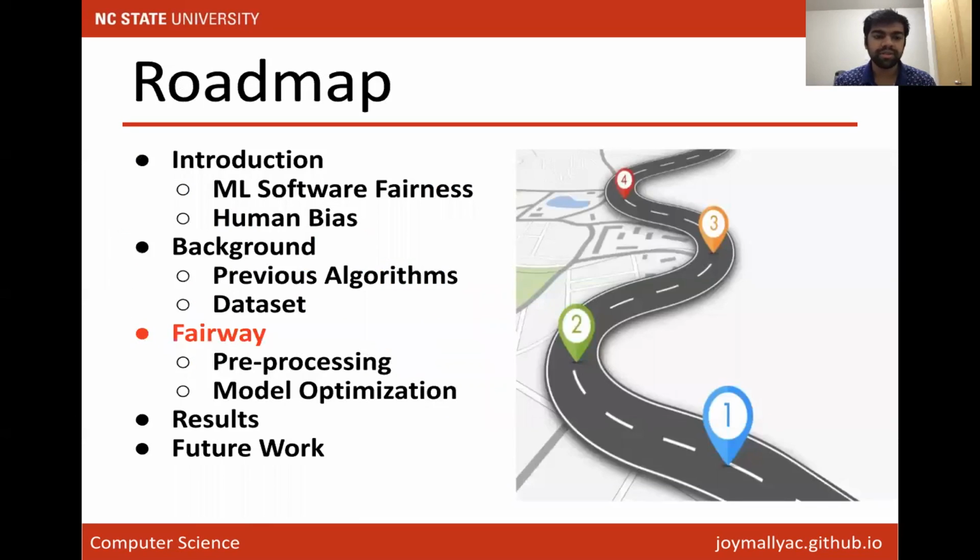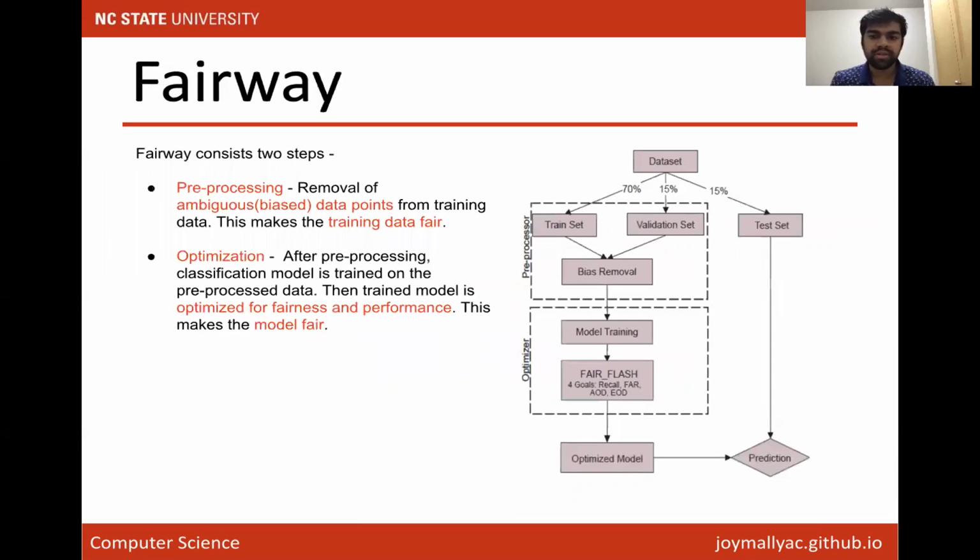Now we are finally moving to our strategy, Fairway. Fairway combines two stages. First one is pre-processing, second one is optimization. If you look at the diagram, we are dividing the data set into 3 parts: 70% for training, 15% for validation, and 15% for testing. First, we are doing pre-processing on the training data set to remove the biased data points. Then after removal of biased data points from the training data, we are training a logistic regression model on the training data. And then we are using the FairFlash algorithm with 4 goals: recall, false alarm, AOD, and EOD, to find the best parameters of the model. After we get the best parameters, we tune the model, and with the tuned model, we are doing prediction on the test set.